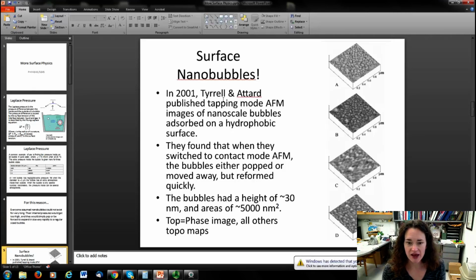Now these bubbles had heights of only about 30 nanometers, and they had areas of about 5,000 square nanometers. So they were big flat bubbles that just came up off the surface a little ways.